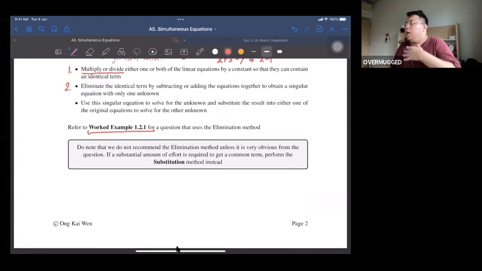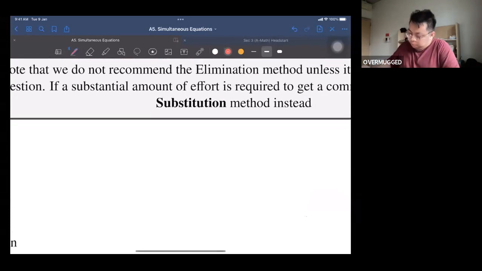So personally, I hate the elimination method. I'm going to be very frank. Okay, I've been doing math for so long, right? I completely hate the elimination method. The reason is because it takes a lot of effort. Okay, it requires a lot of work and it's not worth it most of the time. So for me personally, I will always do my questions in substitution unless it is super obvious. So let me demonstrate what I mean by that.